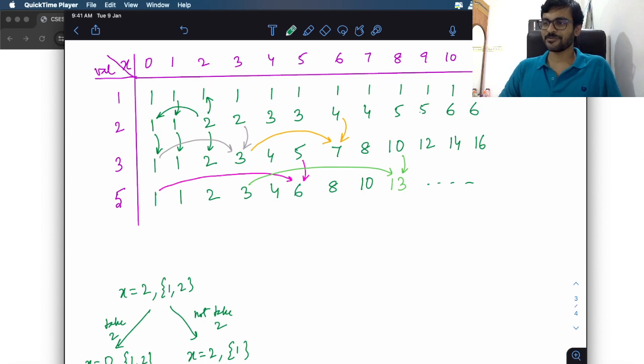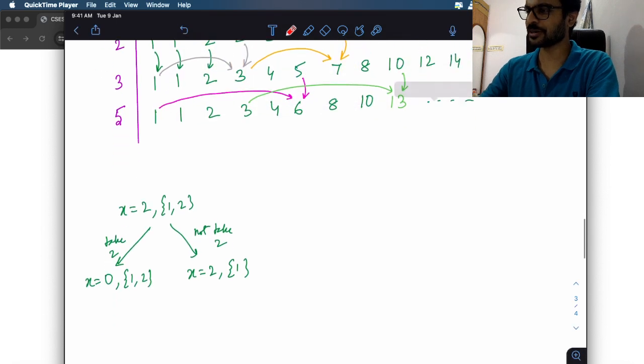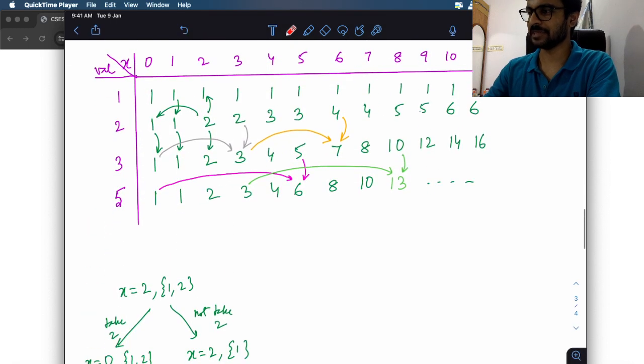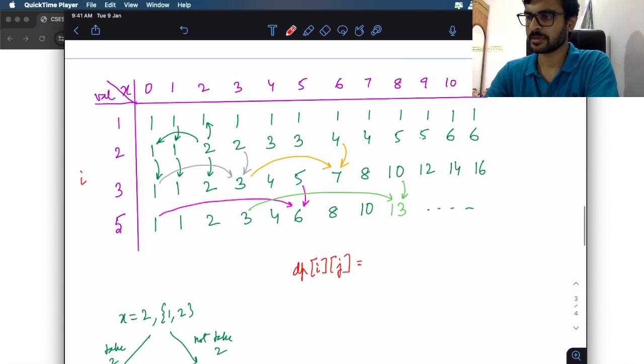So in this way, first of all, we need to understand what our DP states mean. This is our DP table. So here dp[i][j] is basically, I'll call this my i and I'll call this part my j.